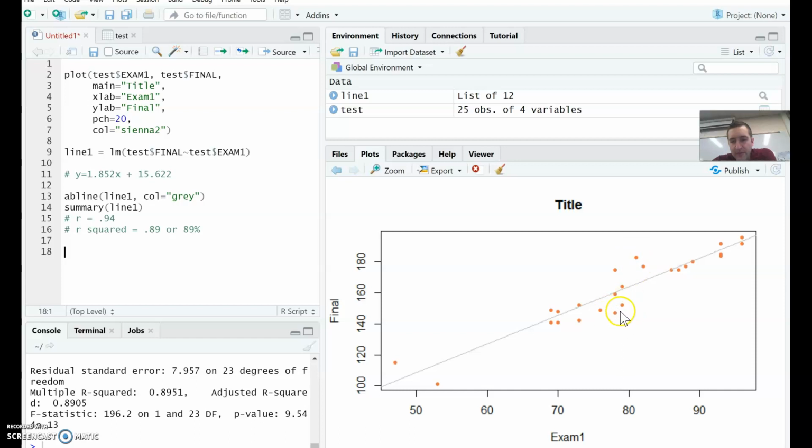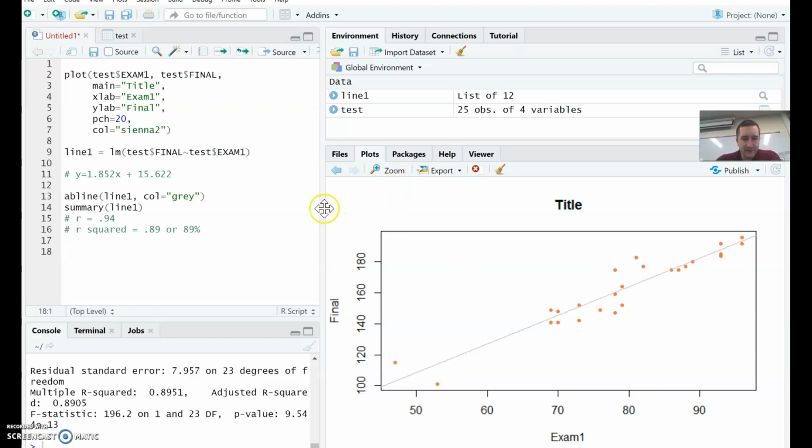And then what about this person? They made a 78 on the exam. They were supposed to score like a 150, but they pulled a 140. Did they wake up? Did they not get much sleep last night? Did they not study at all? What about this person? They didn't do well on the first exam, and then they underperformed on the final. So they're struggling. Okay? So residuals are key points to analyze.